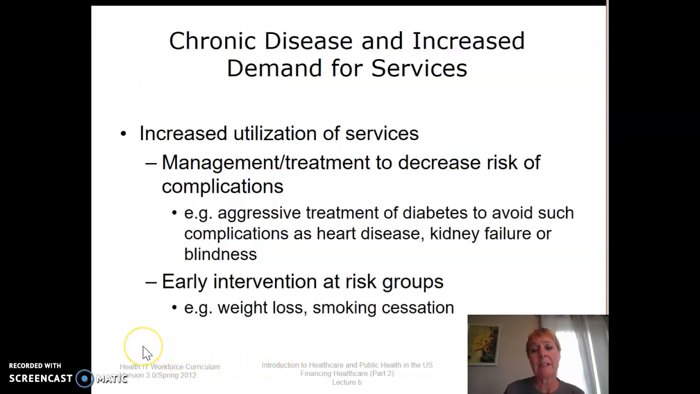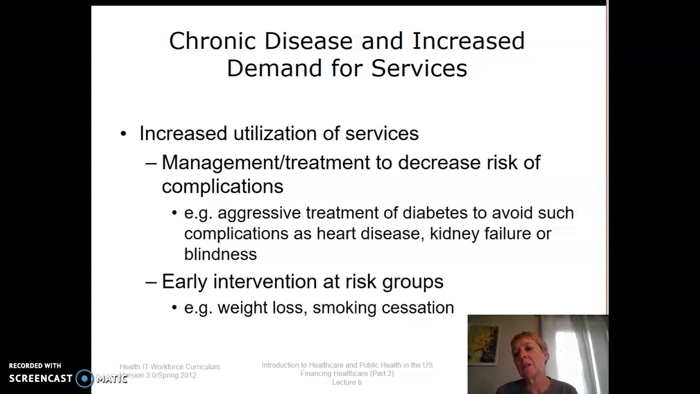And with chronic disease, you're going to have an increased demand for services. Because why? They need management. They need treatment. It's not something that you just give a medication to and the disease goes away. So you have to avoid untreated disease. For example, if you don't treat diabetes, you're going to have heart disease, kidney disease, and you could have eye conditions. The conditions associated with this have to be managed.